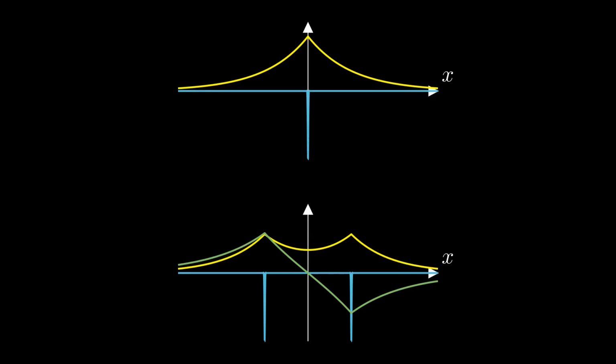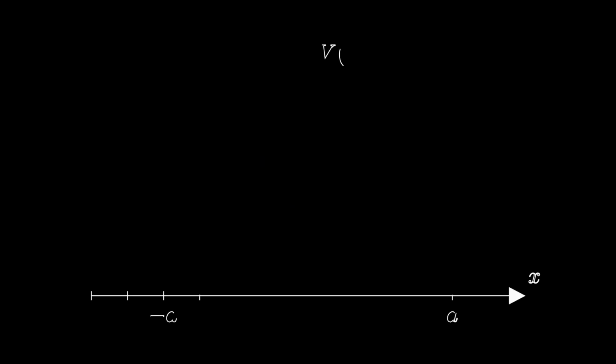In the last video, we looked at both the bound and scattering states of the Dirac delta and double Dirac potential wells. In this video, we will look at our next important potential well, the finite square well. The setup we will consider is described as follows.